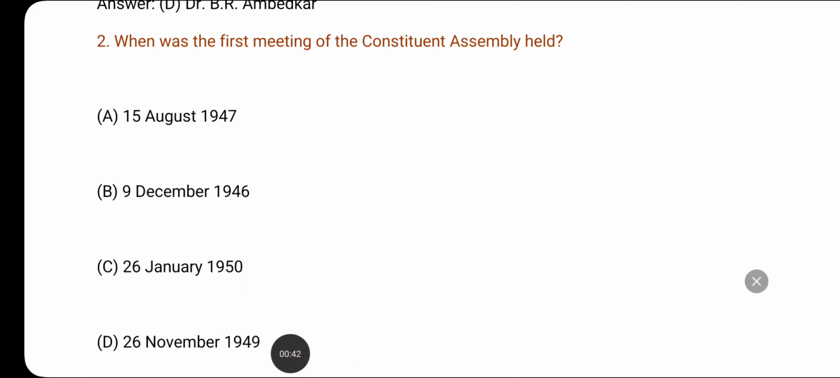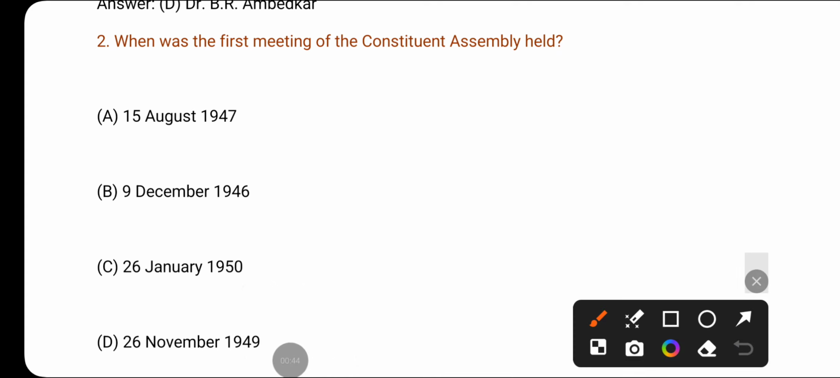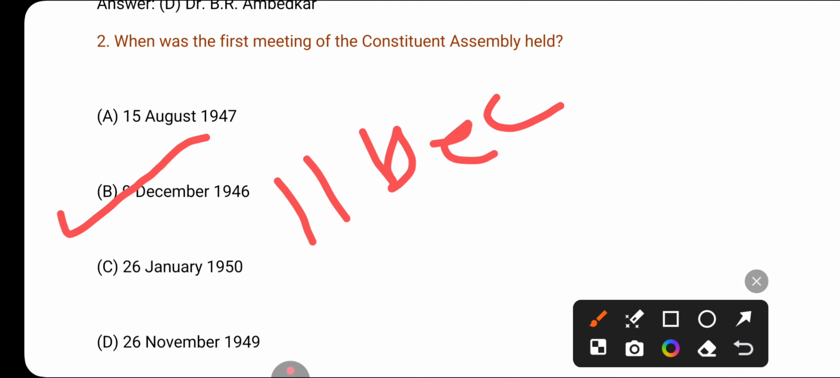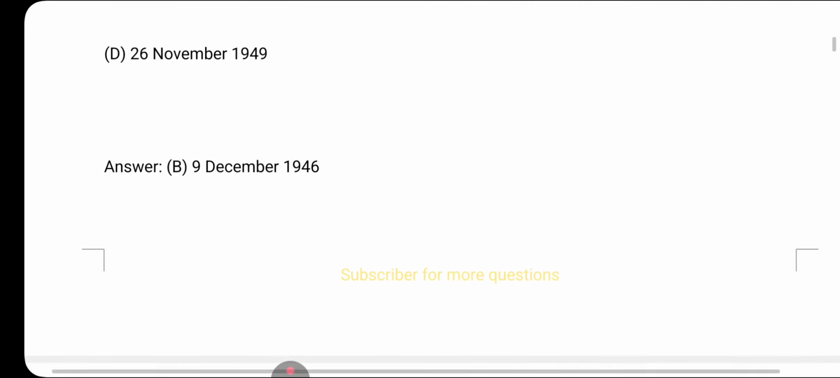The first meeting of the Constituent Assembly, I know, very easy question. The correct answer is option B, 9 December 1946. The first meeting of the Constituent Assembly was on 9 December 1946. If anyone asks you about the second meeting, then it was 11 December 1946. The correct answer is option B.